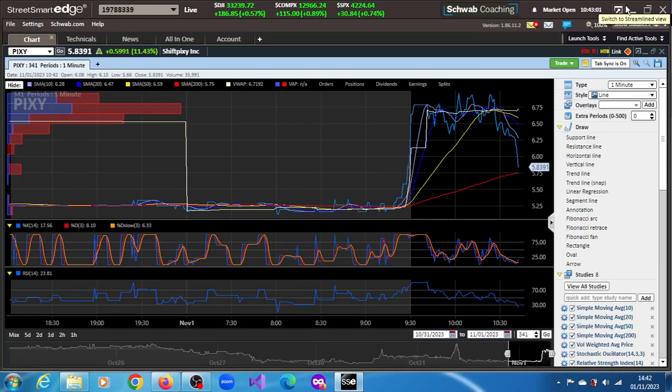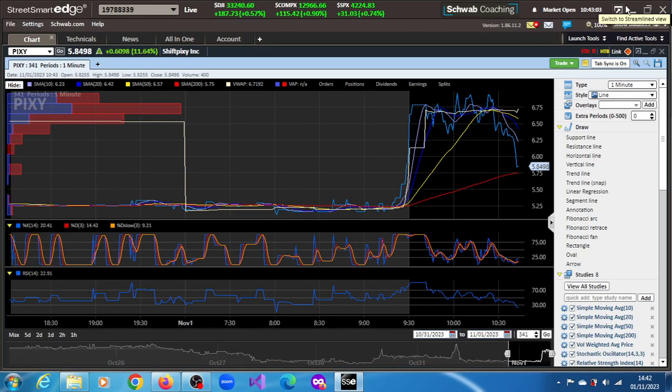PIXY stock is on the move in this regular session of today, the 1st of November. At some point, the gain was around 23%, but it has given up much of those gains. It's now, as you can see, fluctuating between 11% and 9% or thereabout. We haven't seen any news behind this huge rally.